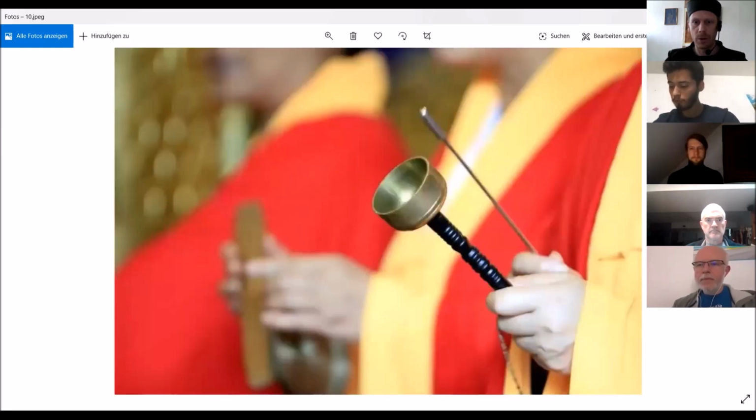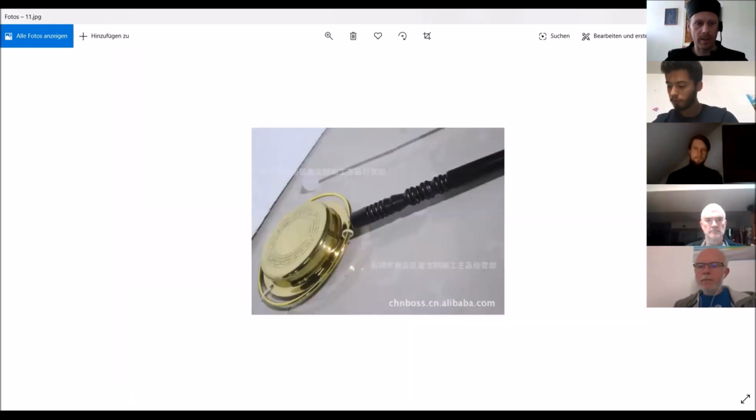Here is how you hold it. You usually hold the handle and the little hammer with one hand. So you have the right hand with the woodfish and the left hand for this leading bell. Here we come to the next. We also skip this one here.